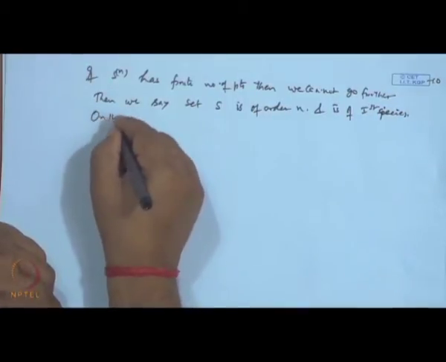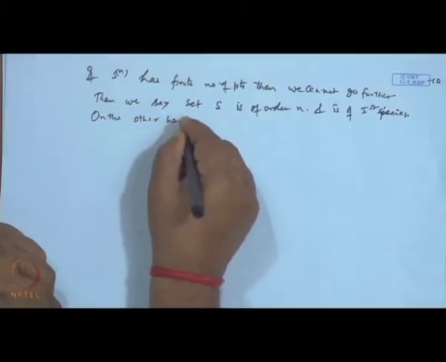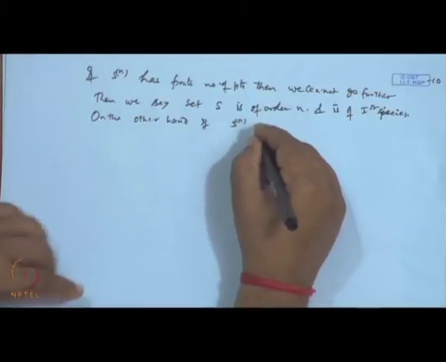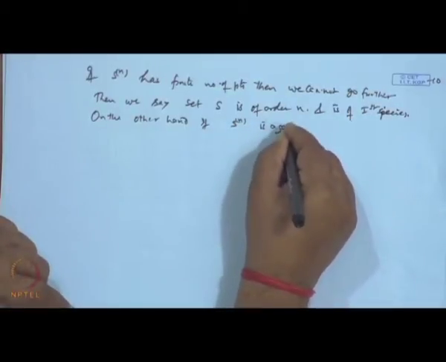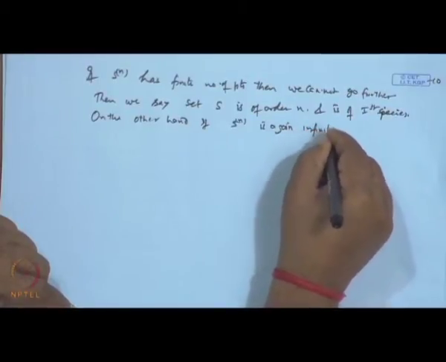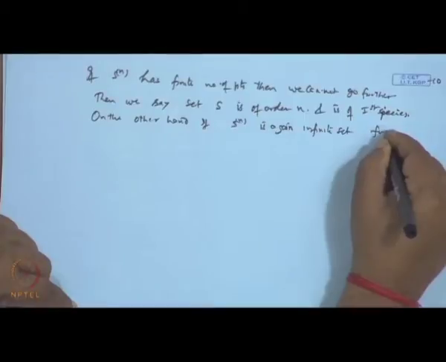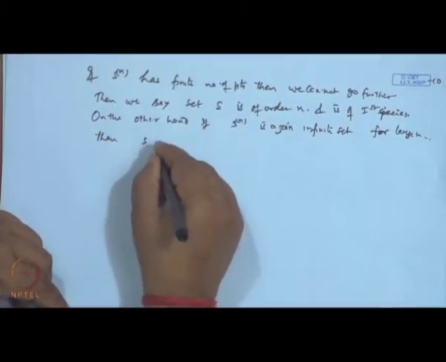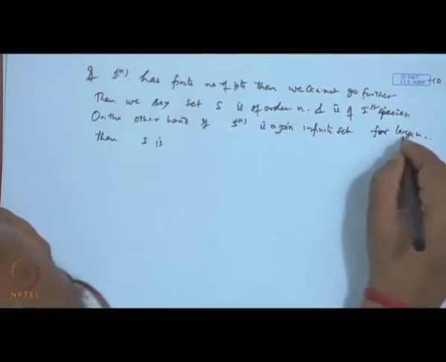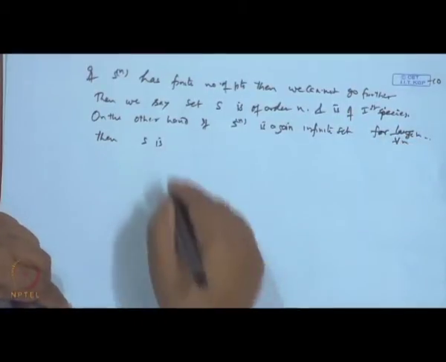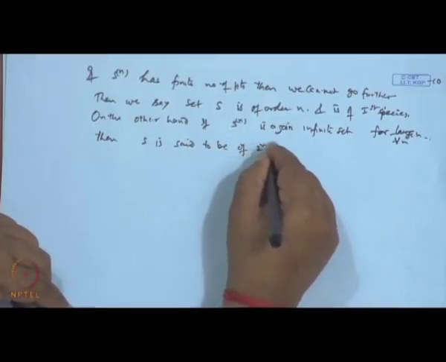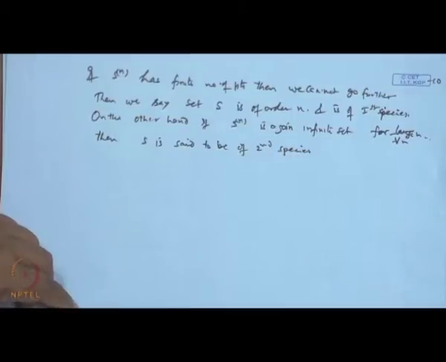On the other hand, if S n is again an infinite set for large n, that is for every n, then S is said to be of second species.